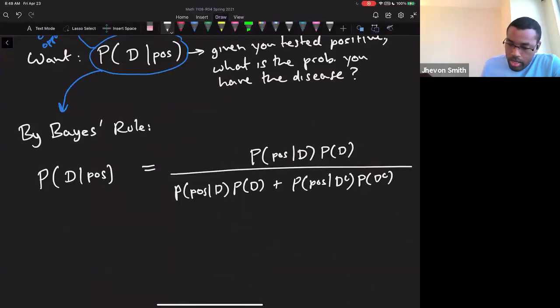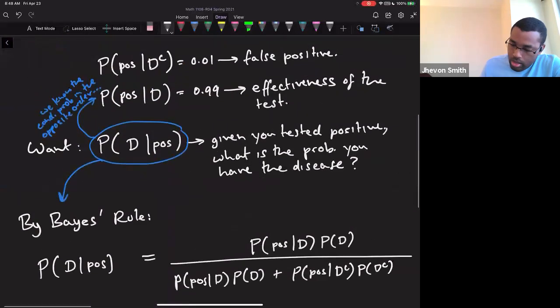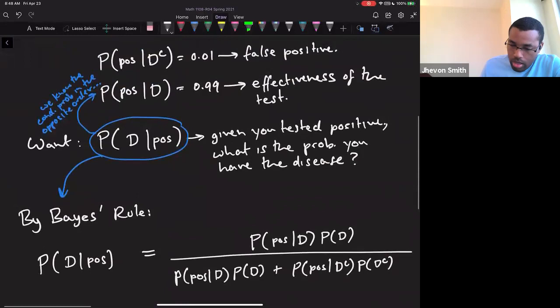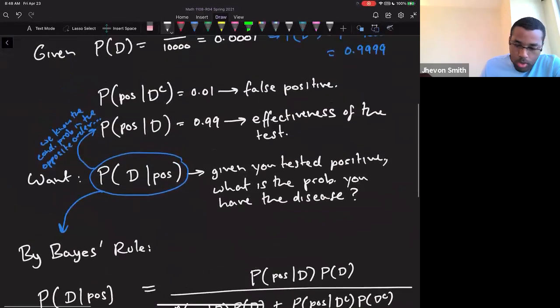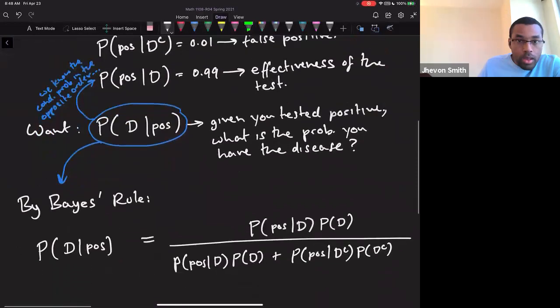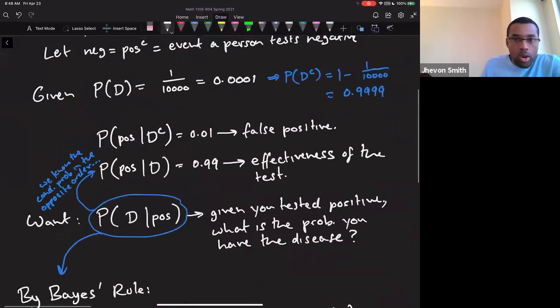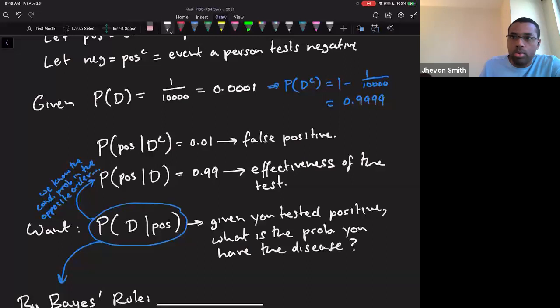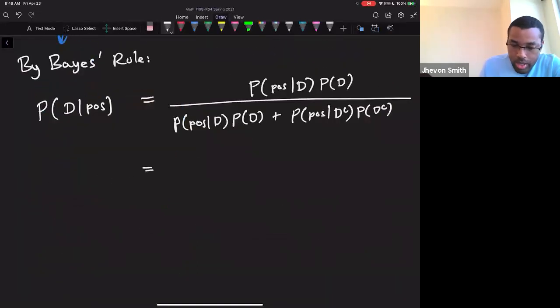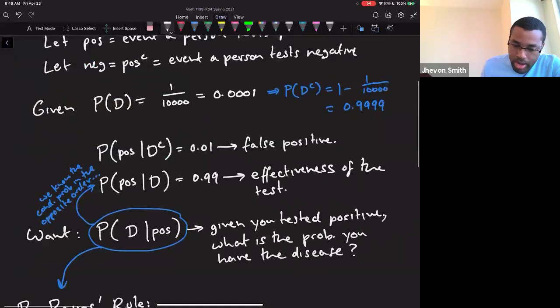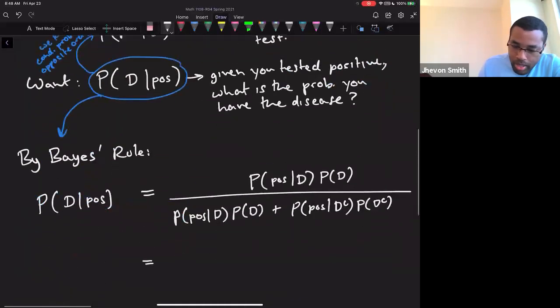Now, of these, one thing that we do not know is the probability of positive given... No, we actually know everything, don't we? We know everything that we need for this formula. If there was anything that we didn't know, we could use the complement rule and things of that sort. But here we actually know everything. So positive, given that you have the disease, is 99%.